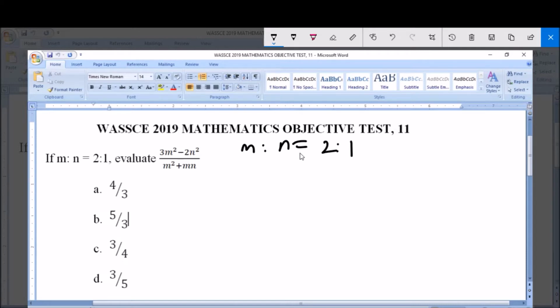A, it says our answer will be 4 over 3. B, 5 over 3. C, 3 over 4. And D says 3 over 5.